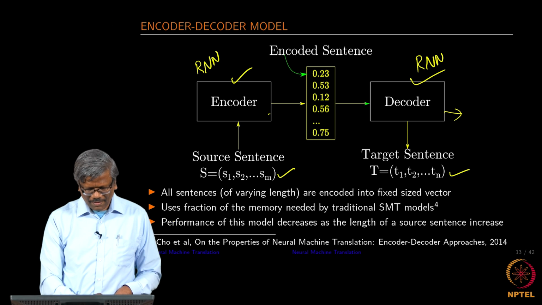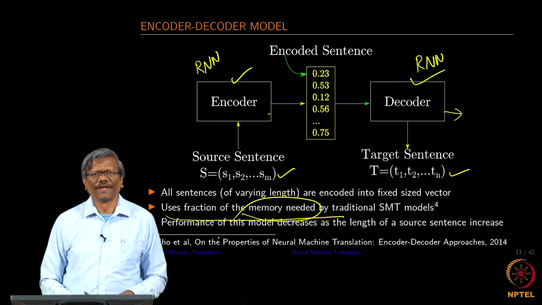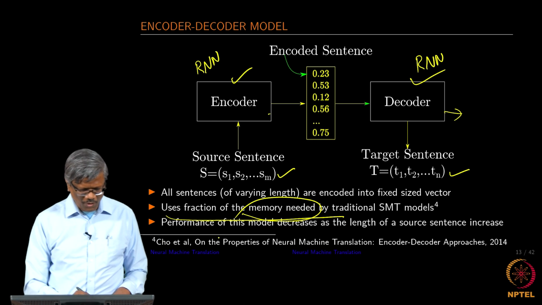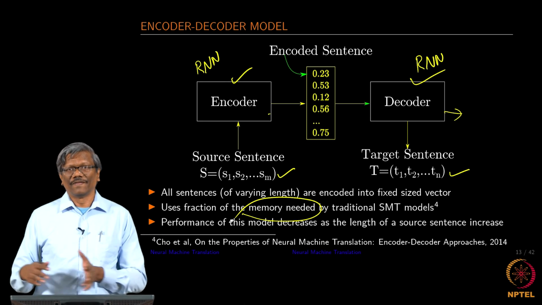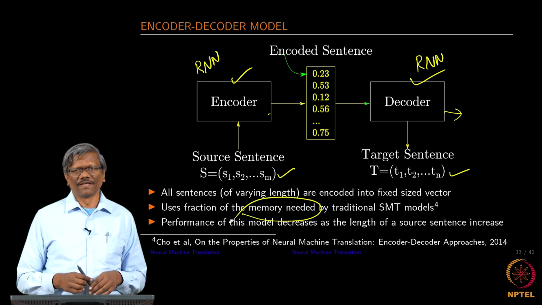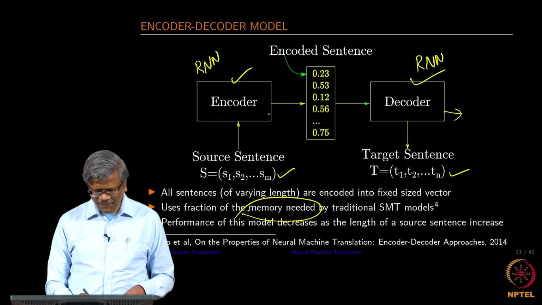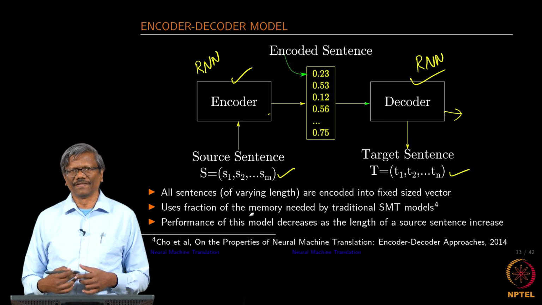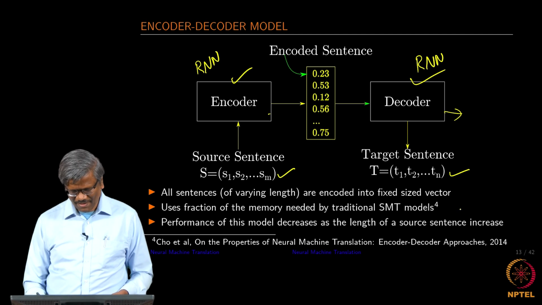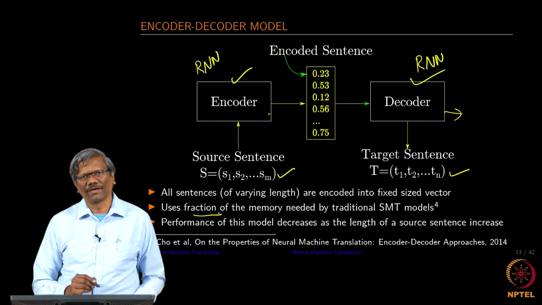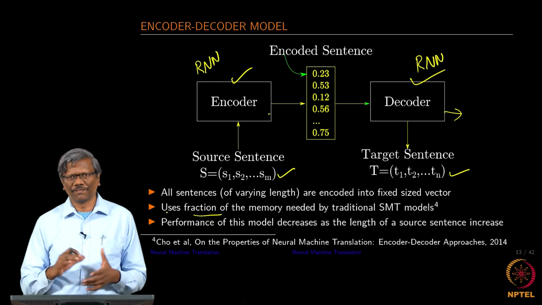Okay. And it uses a fraction of the memory needed. You remember when we spoke about the phrase based model, and then I also showed a table of the size of the phrases that are required, correct. It runs a few GBs and it is not really very efficient in terms of using the machine. So, RNNs use a very small memory footprint.